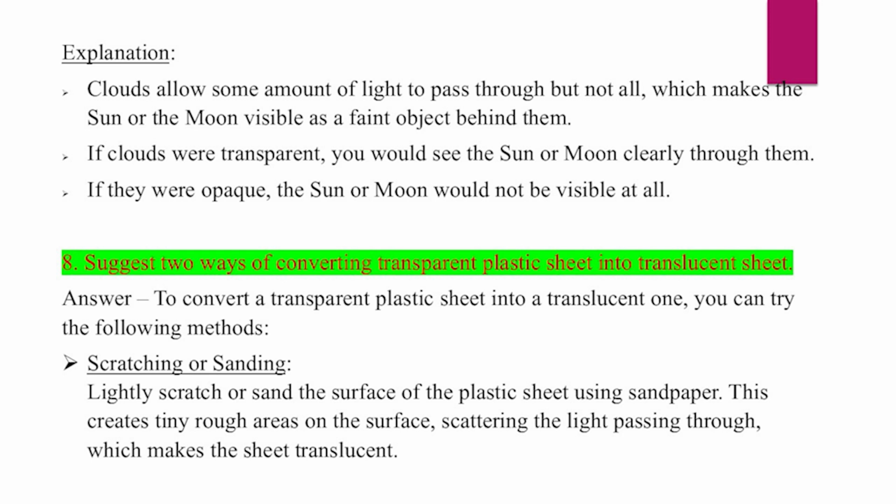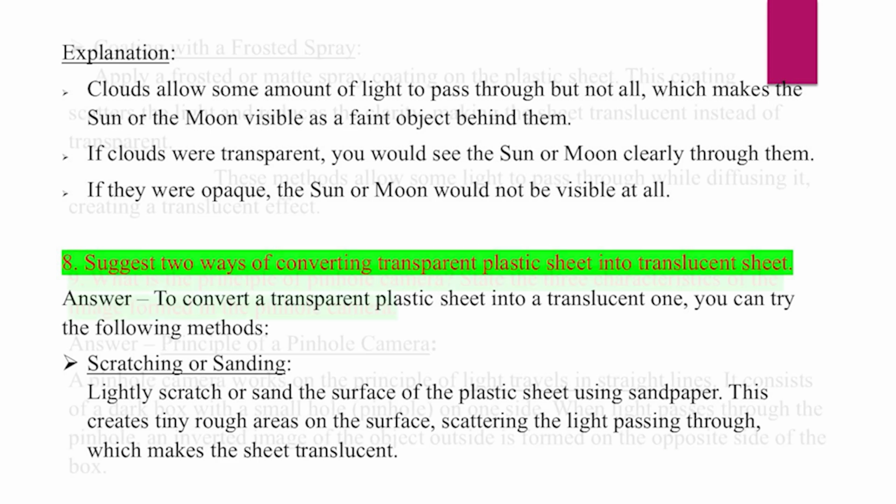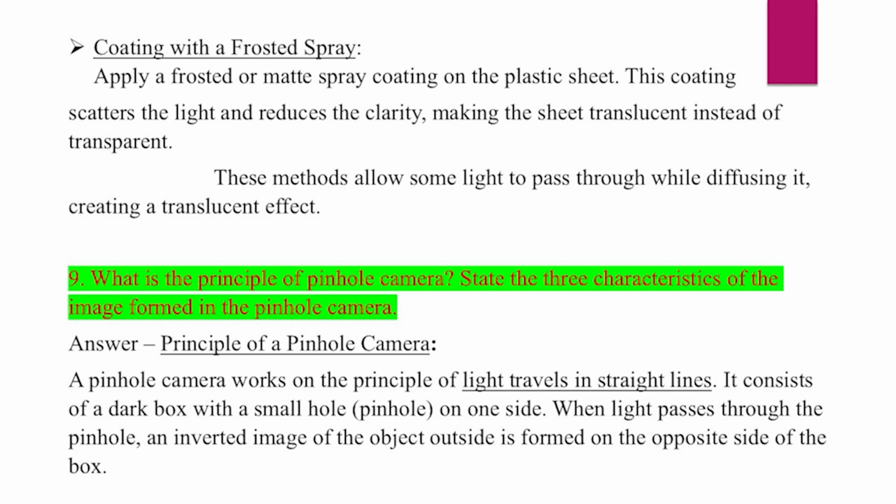8. Suggest 2 ways of converting transparent plastic sheet into translucent sheet. Answer: to convert a transparent plastic sheet into a translucent one, you can try the following methods. Scratching or sanding: lightly scratch or sand the surface of the plastic sheet using sandpaper. This creates tiny rough areas on the surface, scattering the light passing through, which makes the sheet translucent. Coating with a frosted spray: apply a frosted or matte spray coating on the plastic sheet. This coating scatters the light and reduces the clarity, making the sheet translucent instead of transparent. These methods allow some light to pass through while diffusing it, creating a translucent effect.